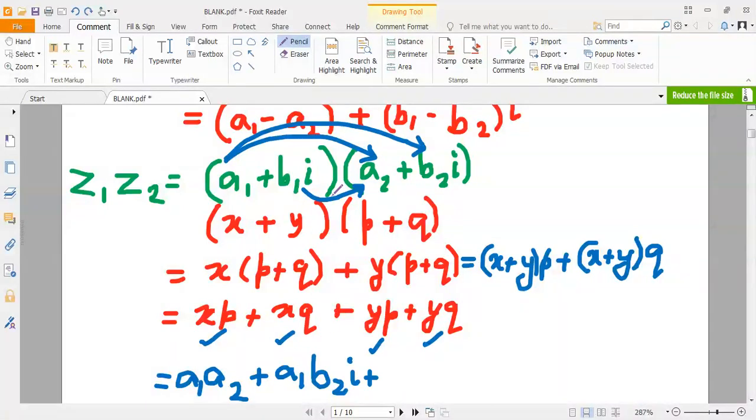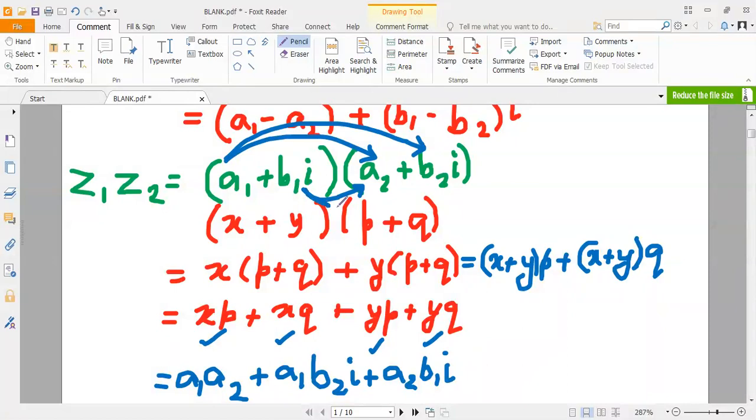So if I stick to an order, then a2 comes before b1. So instead of writing b1 a2 as I would have normally, I am writing here a2 b1i. And I prefer writing i at the very end. So I'm not writing a2 i b1 or something of that sort. So I'm writing a2 b1 i. So that is what I'm writing.